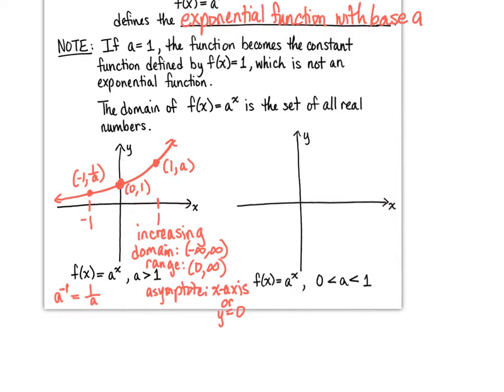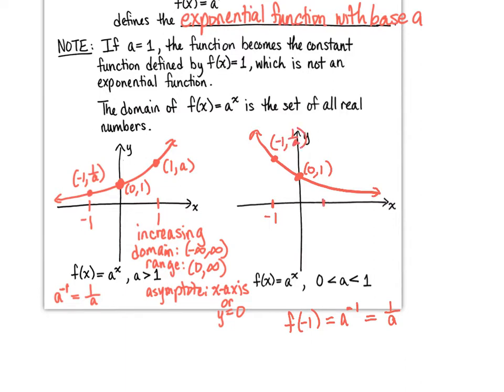Now, when a is between 0 and 1, the exponential function looks different. It looks like this. So you will still have your y-intercept as 0, 1. So then, if you have x is negative 1, what is your y? 1 over a. What did you say? Negative 1a? No, it's not negative 1a. f of negative 1 is equal to a to the negative 1. 1 over a, good. So you would have negative 1, 1 over a.